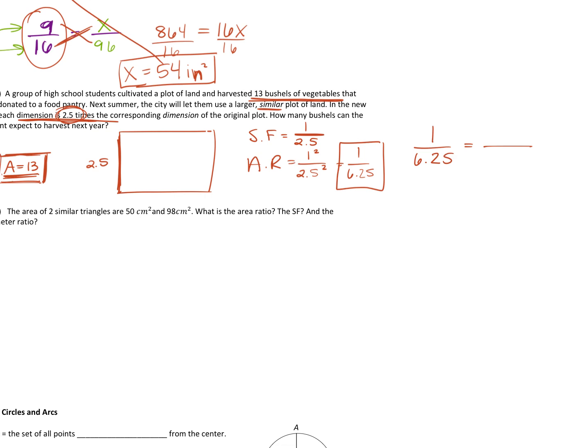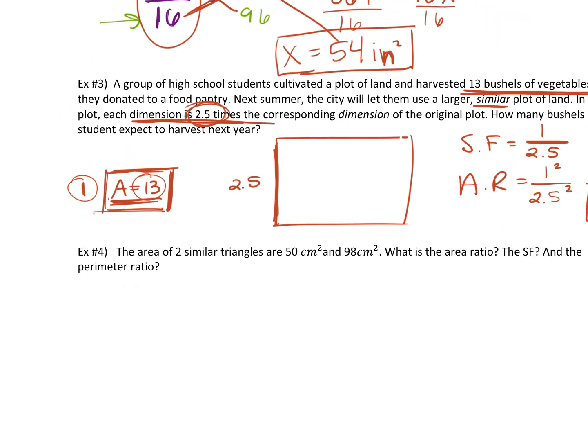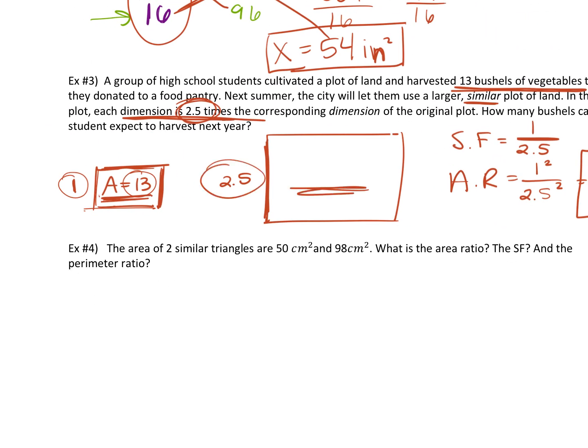Can anyone tell me where the 13 goes? Top or bottom? It's the smaller one, right? It's the first one. It goes with the 1, right? The 1 is associated with the 13. The 2.5 is associated with the bigger area, okay?